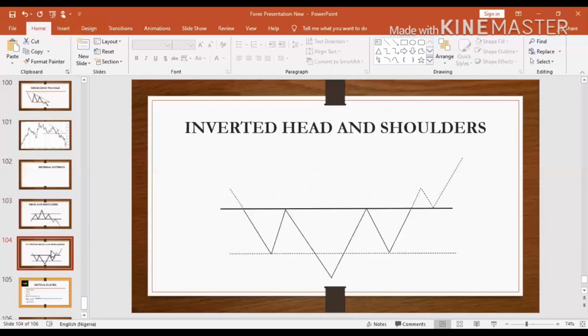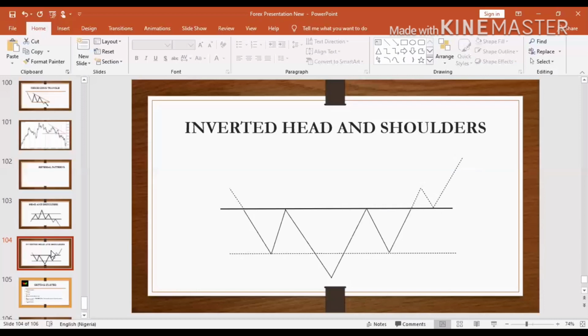Let's talk about the inverted head and shoulder. It's pretty much the same thing as the head and shoulder, but in this case, it's the other way around. If you understand the head and shoulder pattern I just explained, you're definitely going to understand the inverted head and shoulder. The inverted head and shoulder is found in a downtrend. When price has been going down, it signifies that a bull run is coming. It signifies that there's about to be a potential change in direction. Market is about to start going up.